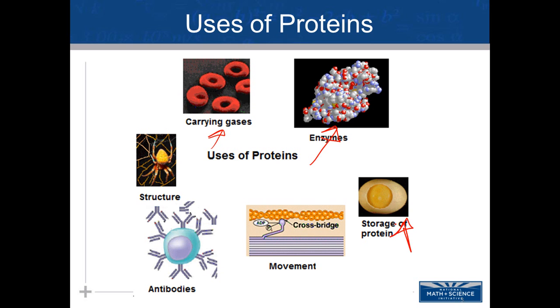In this egg, we have the protein albumin. Albumin is a storage protein that provides all the amino acids necessary for an embryo to grow into a full-formed chick. That includes amino acids for the feathers and the beak and so forth.